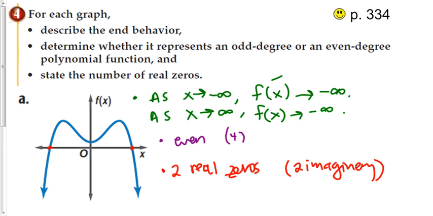I'm not sure how to spell it. I think it's an A. Okay. Imaginary. There we go. 2 are real and 2 are imaginary.